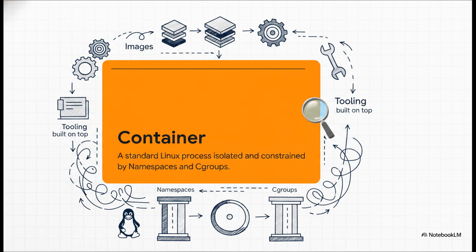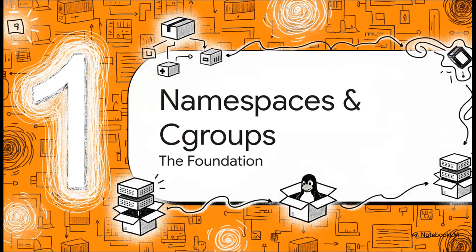Well, when you strip away all the slick branding and marketing, a container is simply a standard Linux process. That's it. The whole shebang is just a normal process, but one that's been isolated, constrained, and monitored by two absolute powerhouse kernel primitives, namespaces and cgroups. Literally everything else you know, the images, the layers, the runtimes, is just fancy tooling built entirely on top of these two pillars.